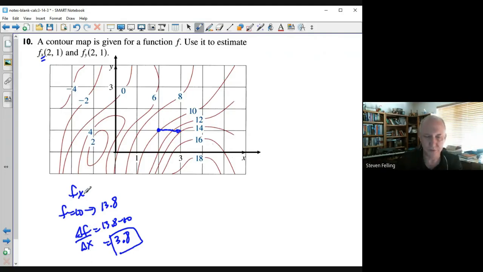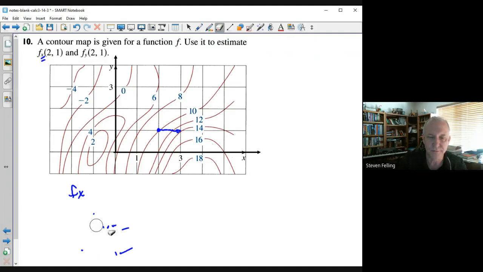In fact, maybe it'd be better for me to write it as a slope. That might be a little clearer. Fx is basically the change in f over the change in x, and we're going 1 unit in x. So I'm going from 2 to 1, and then the output goes from 10 to 13.8. So I end up getting 3.8 over 1, or 3.8.